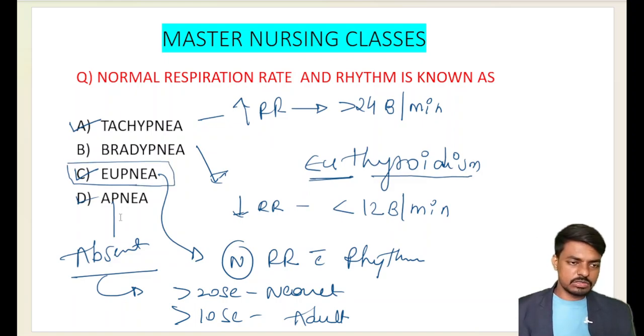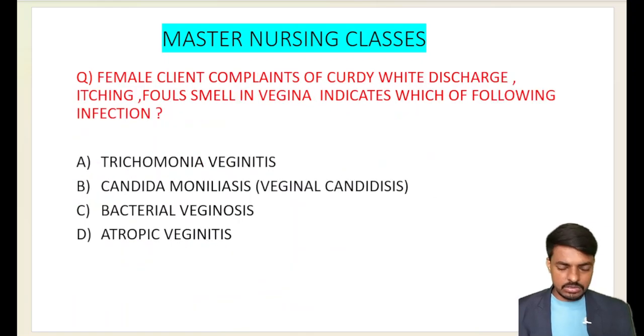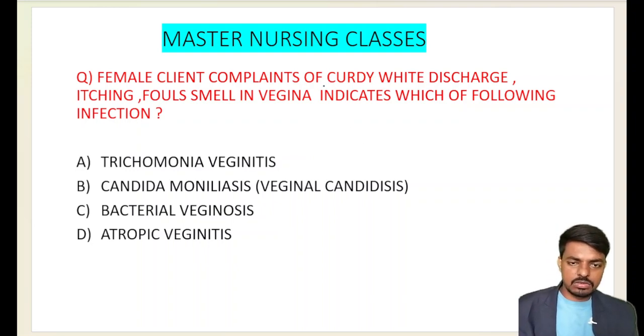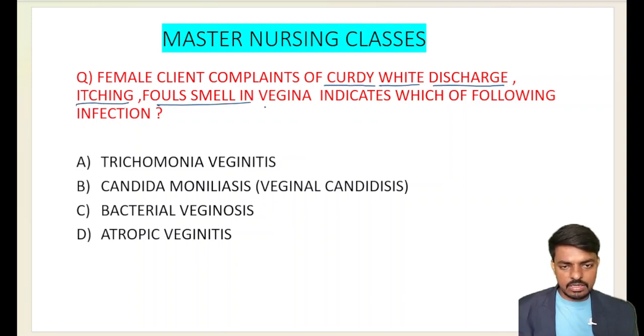Okay, so let me go for the next question. One female client complains of curdy white discharge. Curdy and white color discharge is there, and itching, that is pruritus, and foul smell in the vagina. So curdy white discharge is coming from the vagina, itching is there at the vaginal area, and foul smell is there. So what does it indicate? Which of the following?